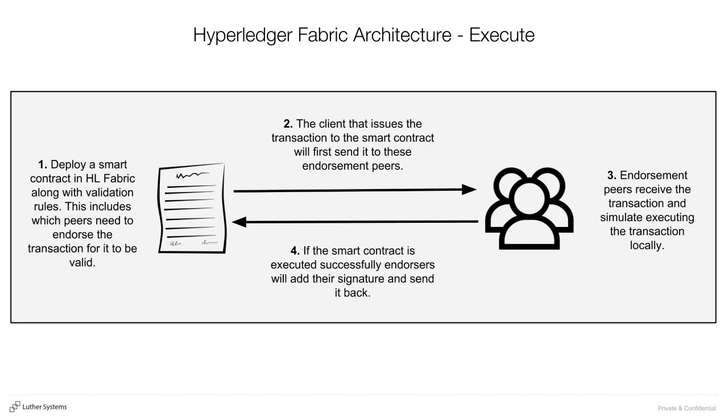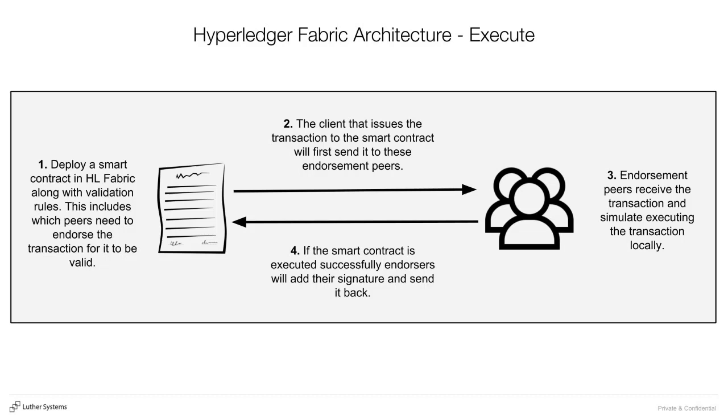Each endorser will receive this transaction, simulate it locally, and execute the smart contract. The result of the execution of the smart contract is an update to the underlying database. If the smart contract is executed successfully and none of the validation rules in the smart contract fail, then the endorser will add a signature, create an endorsement of that transaction, and send it back to the client. The client does that depending on the policy of the smart contract.